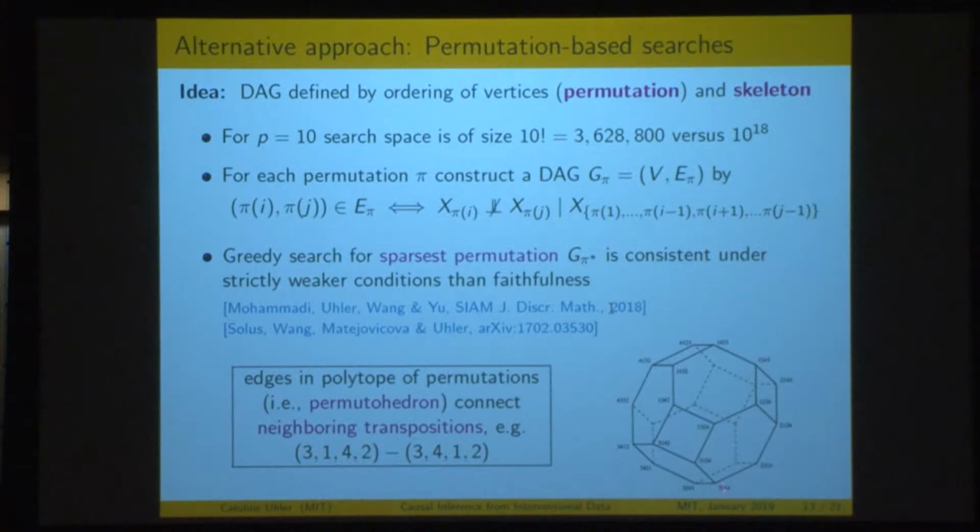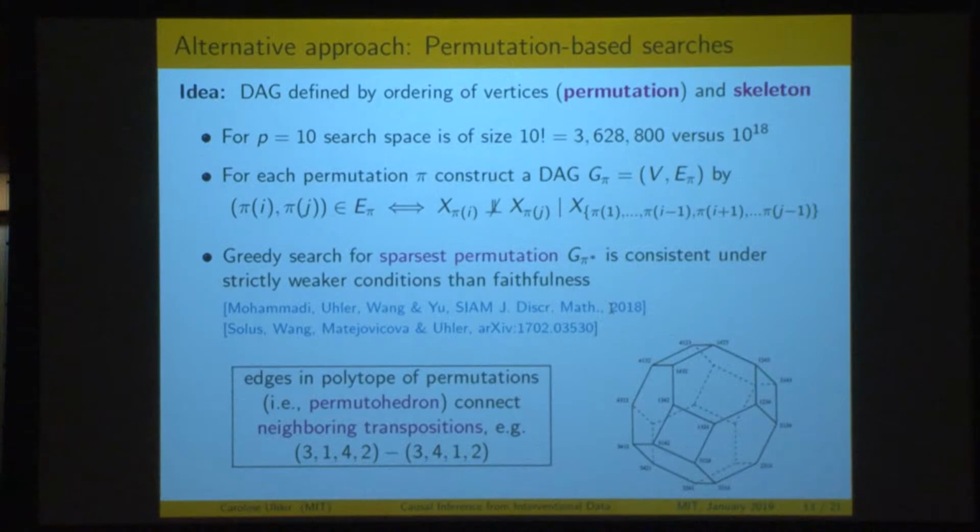I can transpose to 1, I get to 3, 1, 2, 4, or I can transpose the next two guys, I get to this guy. Okay, and this is true for any dimension. So the space of permutations is a polytope, and I know who my neighbors are. So I can actually run a simplex type algorithm.